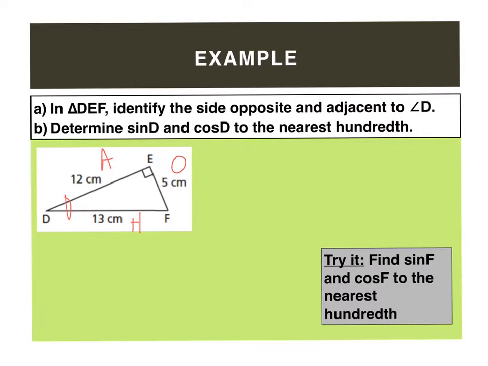Okay, so we have our opposite, our adjacent, and our hypotenuse. Now, when we're trying to figure out here, it asks us for sine of D and cosine of D.